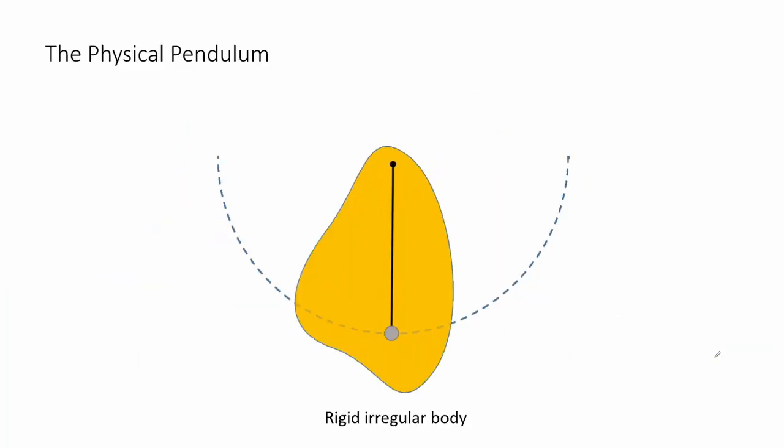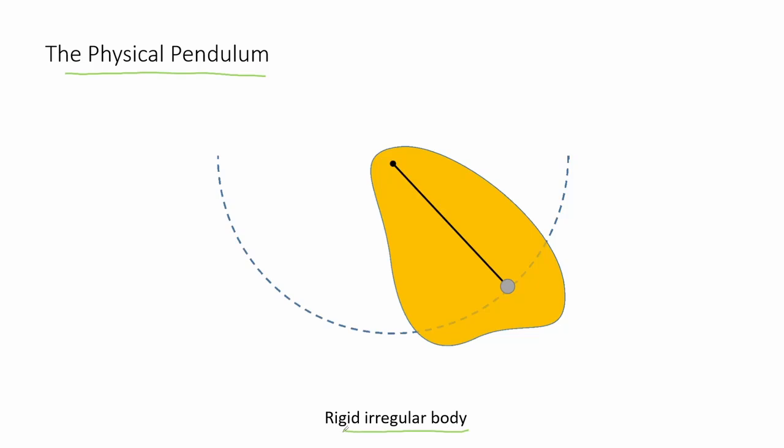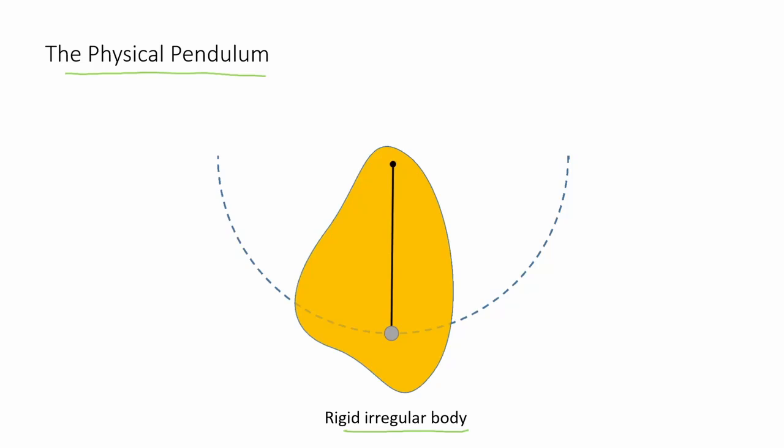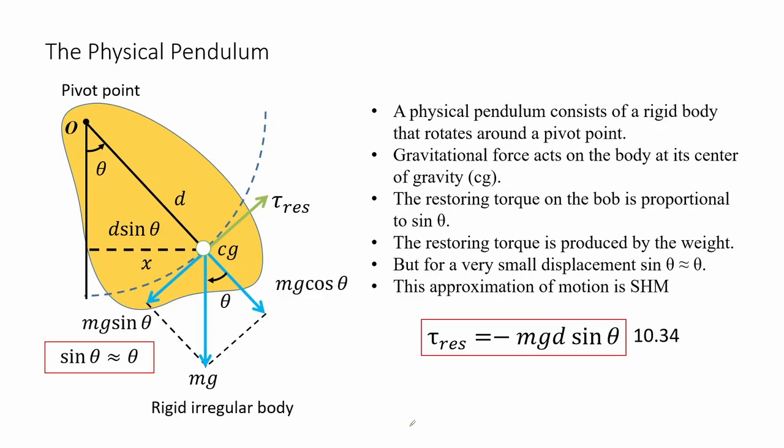Here we have an example of a physical pendulum. It is still a pendulum, but the body has an irregular shape. A physical pendulum consists of a rigid body that rotates around a pivot point. Gravitational force acts on the body at its center of gravity, cg. The restoring torque on the bob is proportional to sine theta. The restoring torque is produced by the weight. Again, for a very small displacement sine theta is approximated to be theta. This approximation of motion is simple harmonic motion.